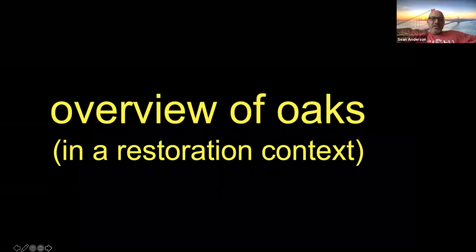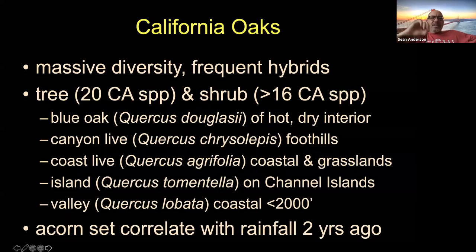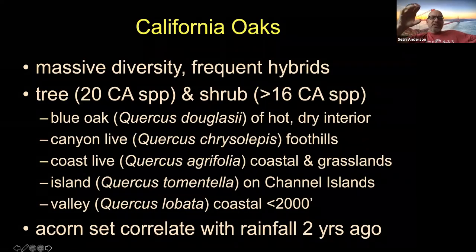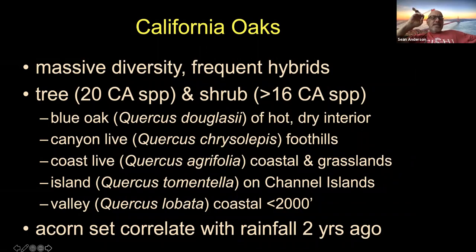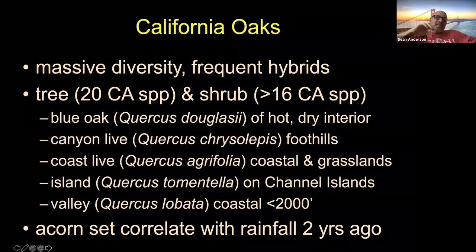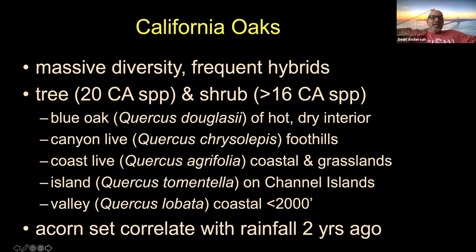So a little bit about oaks here. They're very diverse. They frequently hybridize. And we have tree and shrub oak species. There's at least 20 species of tree oaks in California, and at least 16 species, probably a lot more, of shrub oaks in California. To keep it simple, we're just going to talk about tree oaks here.